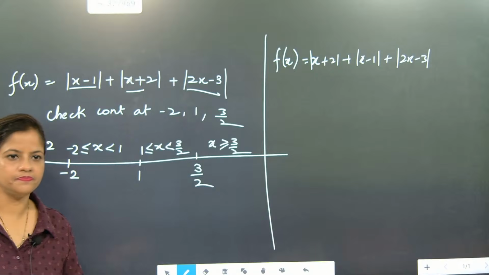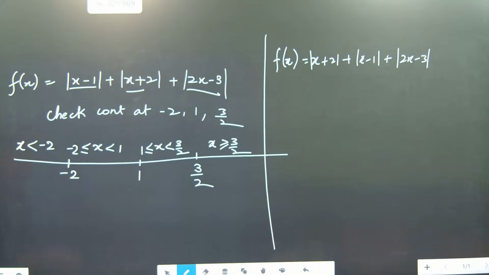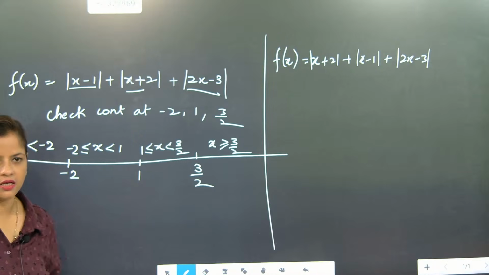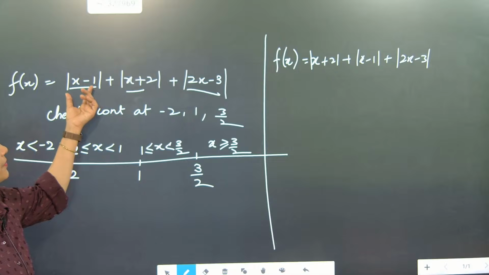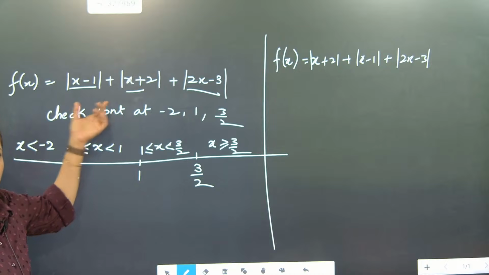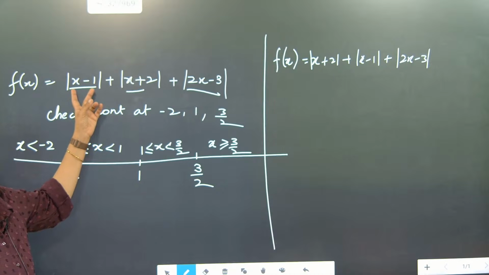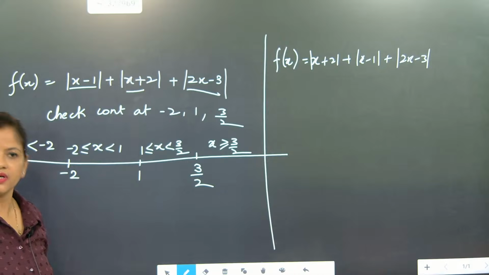Got my point? Did you understand? So here, less than minus 2. Less than minus 2 means any other value you put, like minus 3. When you put minus 3, it comes negative. Just don't see the modulus, just see that the inside value is negative. Minus 3 plus 2, negative.